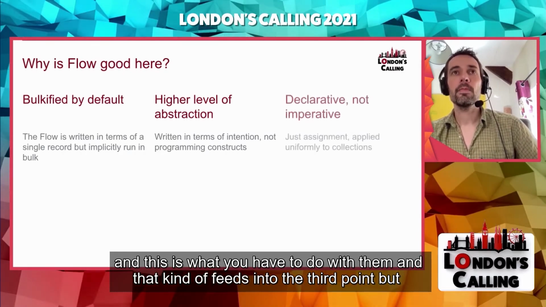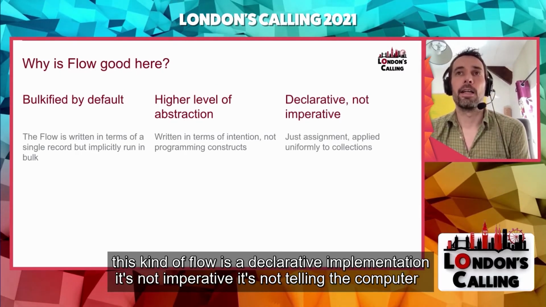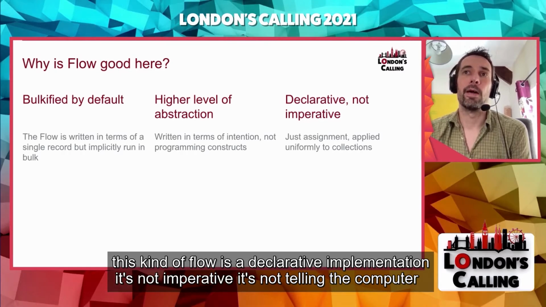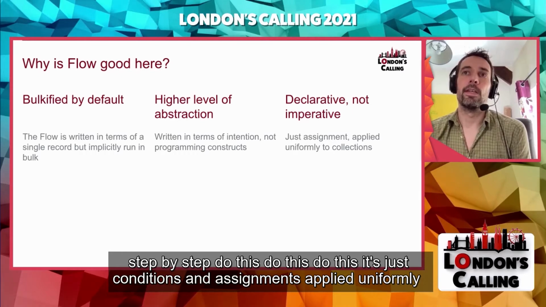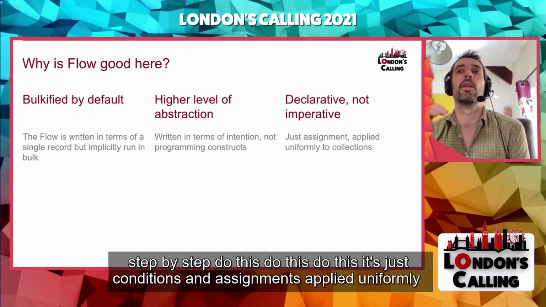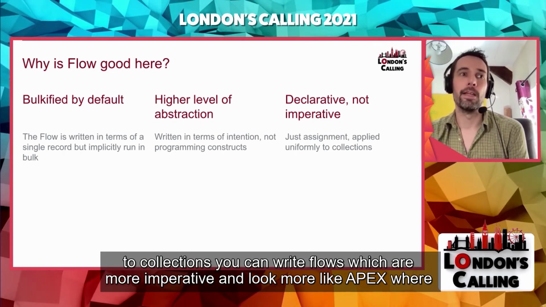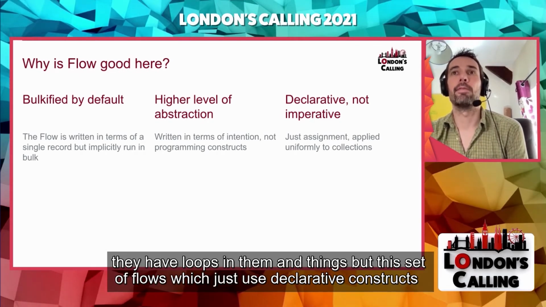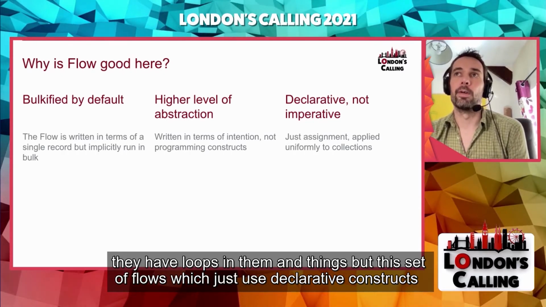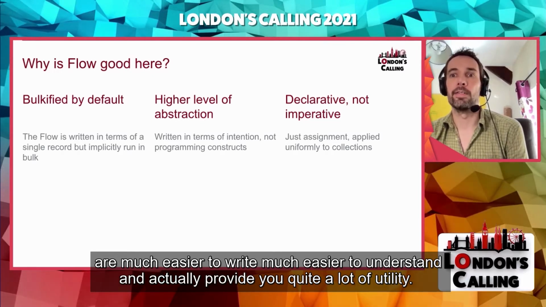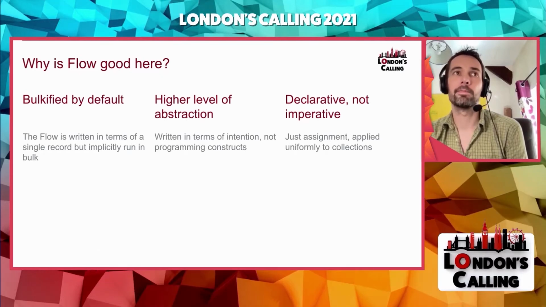And that kind of feeds into the third point, that this kind of flow is a declarative implementation. It's not imperative. It's not telling the computer step by step, do this, do this, do this. It's just conditions and assignments applied uniformly to collections. You can write flows which are more imperative and look more like Apex, where they have loops in them and things, but this set of flows which just use declarative constructs are much easier to write, much easier to understand, and actually provide you quite a lot of utility.